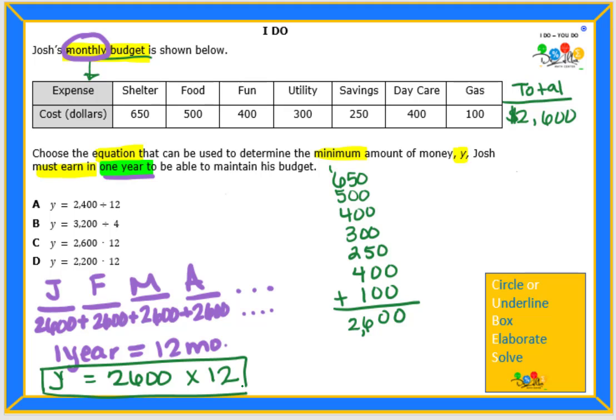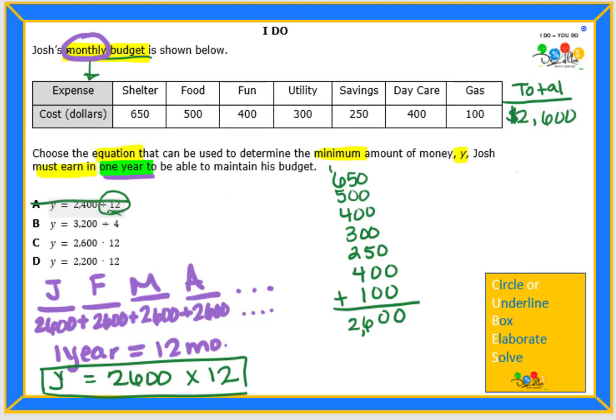Okay, so now we're going to look at our answers. Letter A says he needs to divide by 12. That is dividing. We don't want to divide, because in 1 year he should need to have more money, not less, than in a month. And if he needs $2,600 for 1 month, dividing it by 12, first of all, this doesn't say 2,600 divided by 12, it says 2,400. But even if it did, dividing it by 12 would be way too little of an amount to sustain his budget for a year. So A is out.